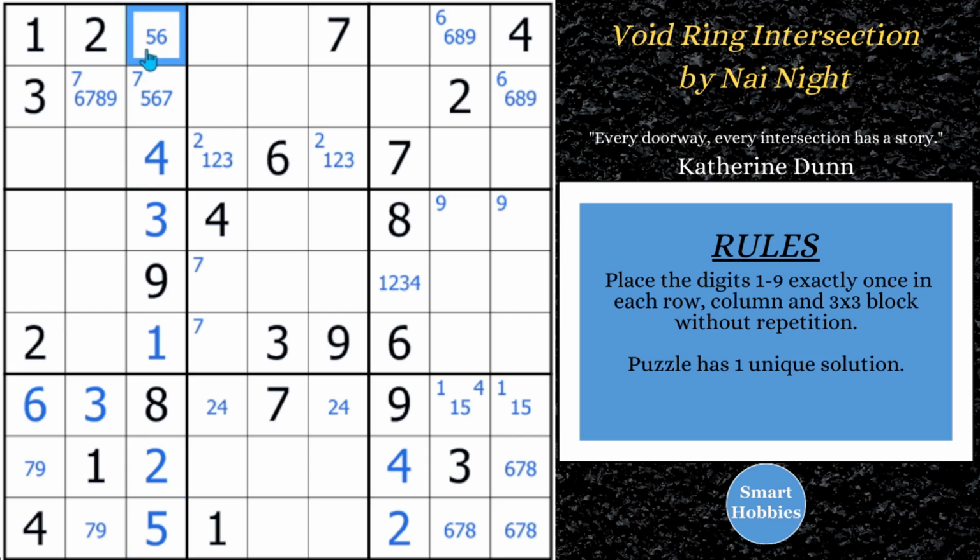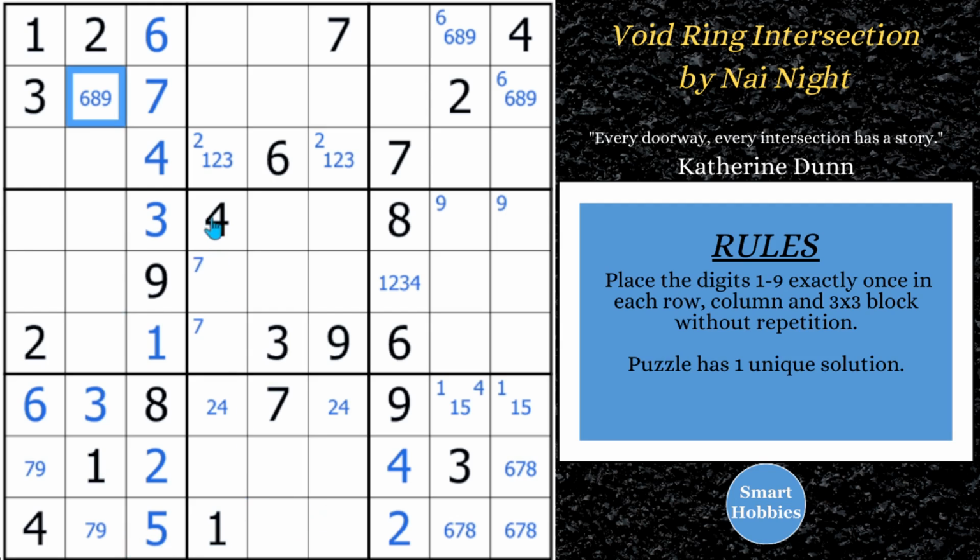And now because of this 5, this has to be a 6, that has to be your 7. And we can get rid of the 7 right there. And that extra mark for a 7. I'm loving this. This is great. Okay, let's move on with the puzzle.